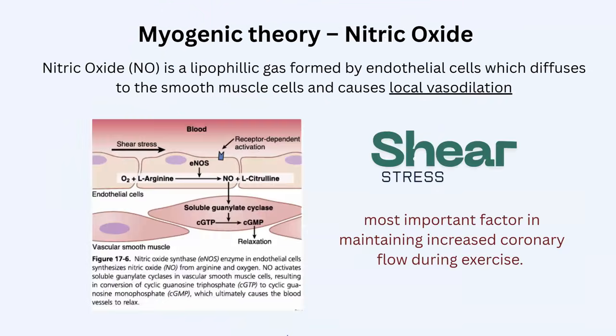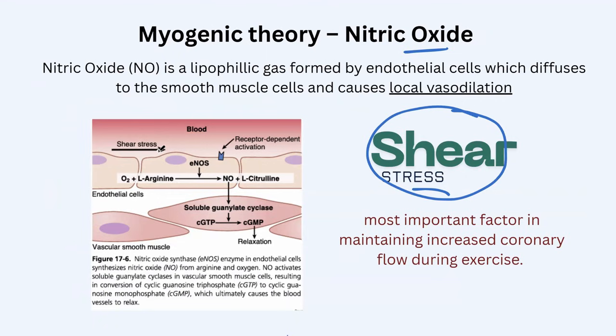Phew. Okay. In the same myogenic theory, you also have nitric oxide. Okay. This nitric oxide is actually formed by endothelial cells, and it is a vasodilator. So wherever nitric oxide flows to, it's going to cause dilation of the blood vessels. And it is always produced in response to shear stress. This is a key word, okay?